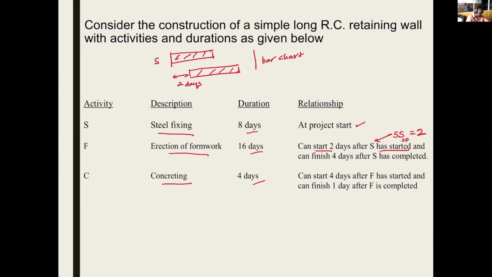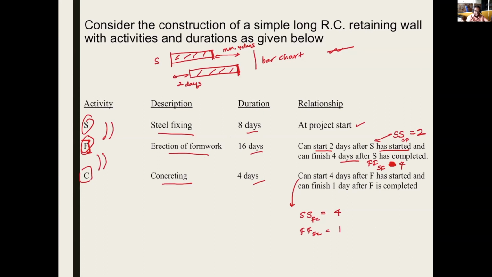And there's another link: can finish 4 days after S has completed. This should be minimum 4 days from the finish of this activity to the finish of this activity. There are 2 links between the same 2 activities. So this is a finish to finish from S to F with a lag of 4 days. Similarly, can start 4 days after F has started. So this is once again start to start from F to C with a lag of 4 days. This one is finish to finish, F to C with a lag of 1 day. Once again, between this and this, there are 2 links.